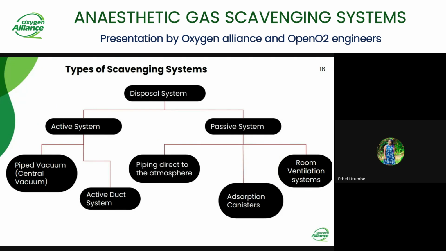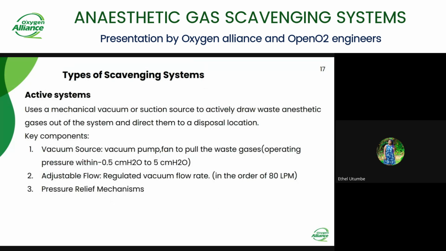So we have types of scavenging systems. Like I've said, active and passive; these are types of disposal systems. On the active side, we have a piped central vacuum, which will be at the end of the scavenging system as a disposal system, and it can also be an active duct system. On the passive side, we can have piping direct to the atmosphere. You can also use adsorption canisters, and you can also use room ventilation systems. Let's move on to these types in detail.